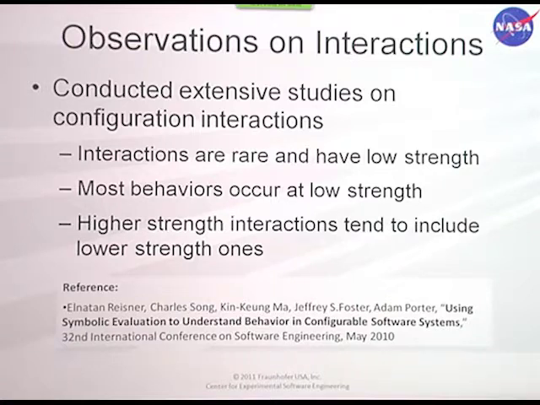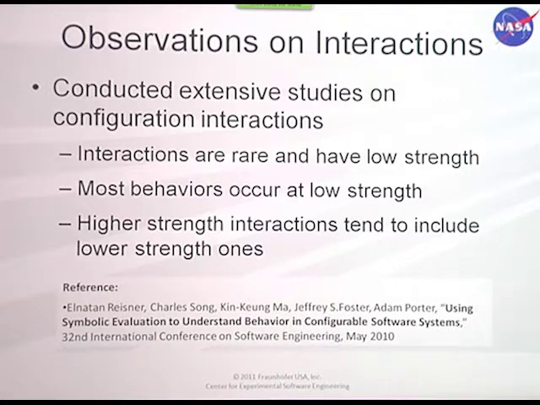So how do we find these interactions? We actually conducted a very extensive study on the configuration space of configurable software in general. And this is the reference for the work that we've done using a static analysis technique called symbolic execution to exhaustively go through a software's execution paths and produce sound results to make these 3 very important observations.